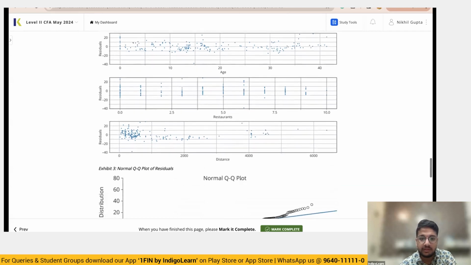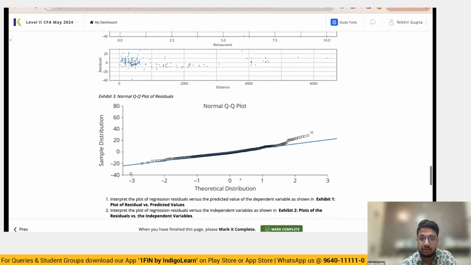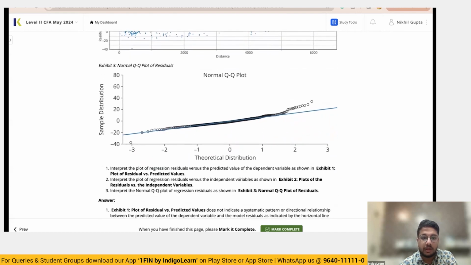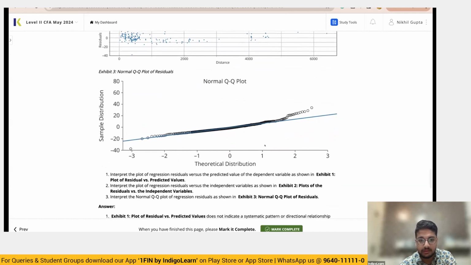Are you comfortable with this till now? Yeah, no, it's fine. Okay. Now just open a normal QQ plot of residuals. So this is the QQ plot of residuals, which I'll tell you how it is utilized.